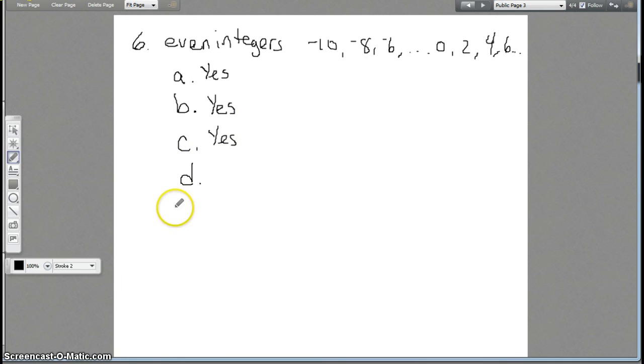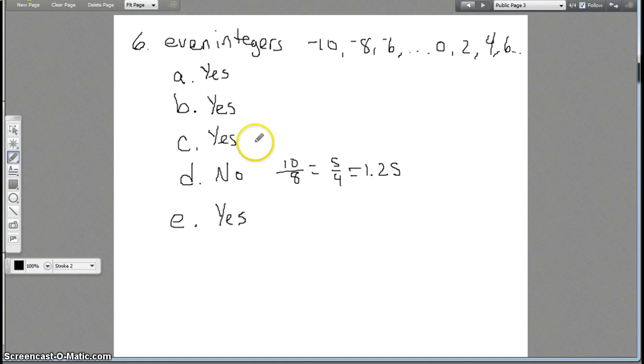Part D, division. If we divide any two even numbers, will we always get an even number? That one is not true, because we could take 10 and divide it by 8. And when we divide 10 by 8, we get 5/4, which is 1.25, and that is not an even number. So division is not closed on even integers. And then question E is cubing. If you cube an even integer, will you always get an even integer? And that one is true, so we'll say yes.